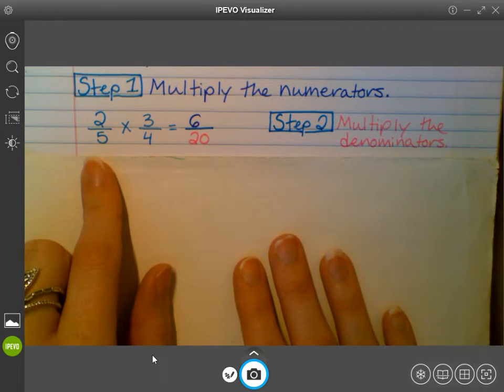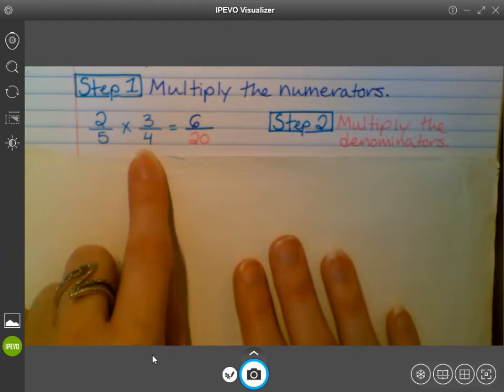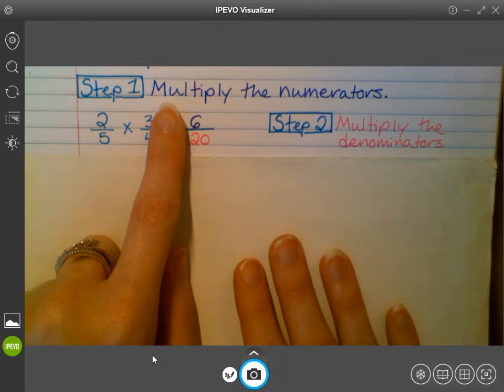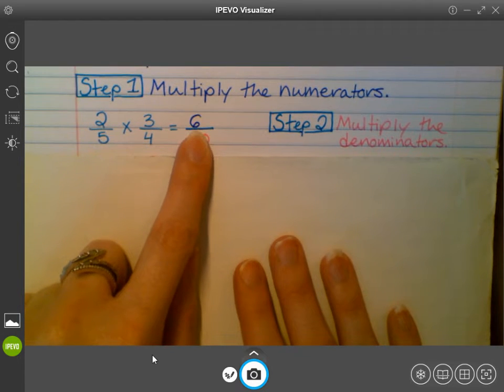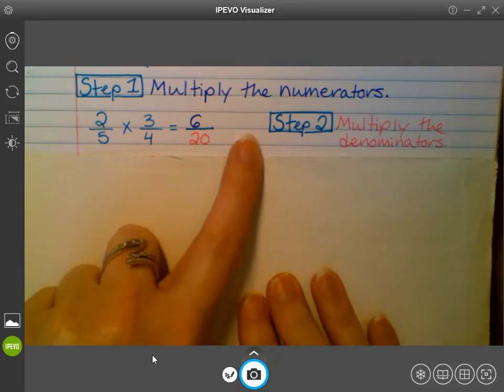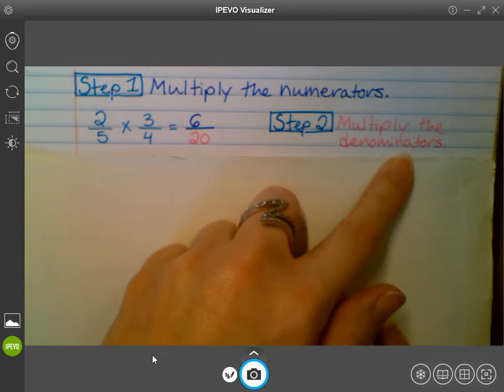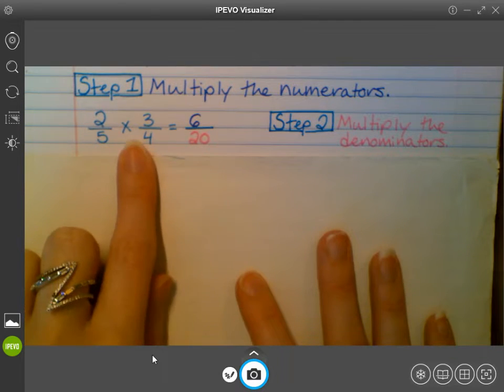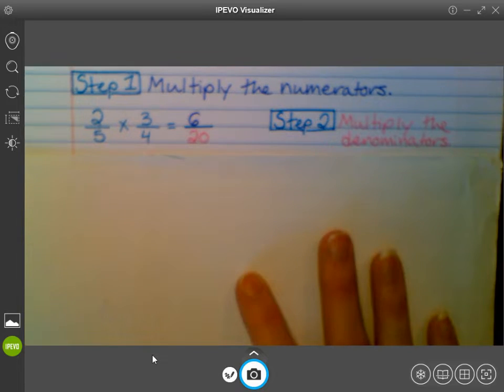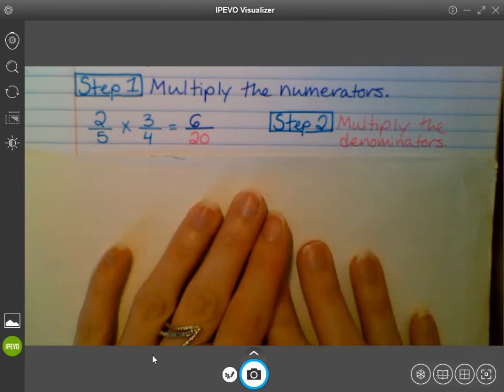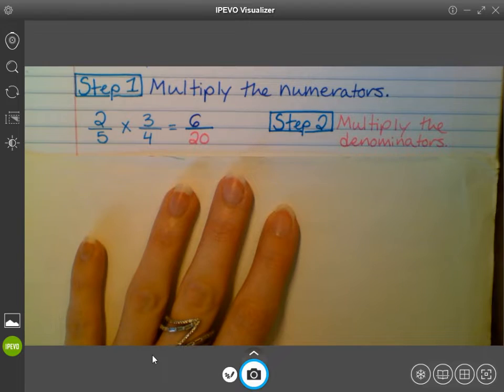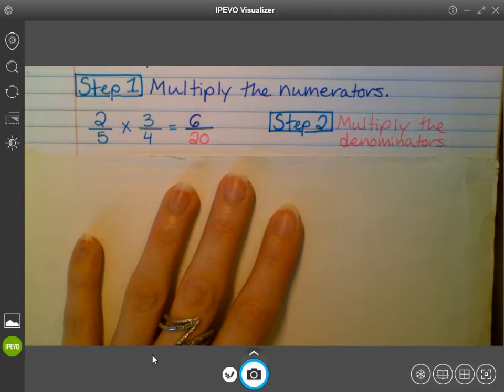So you can see I wrote out our problem, 2/5 times 3/4. I multiplied the numerators, so that's our 6. 2 times 3 is 6. And then step 2, multiply the denominators. So I took 5 times 4, and that's 20. Oh, put my hand in there so it stays clear. Give me a thumbs up when you have all of this written down. Nice job. Thank you.